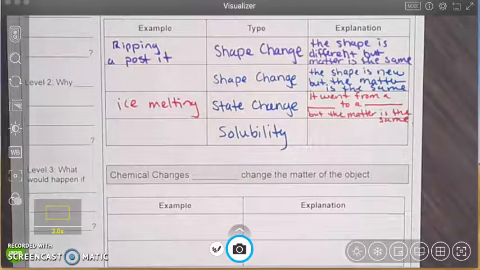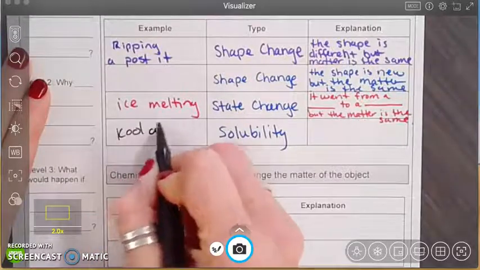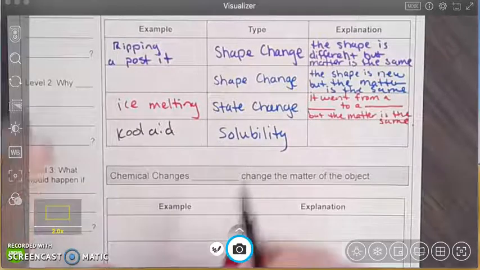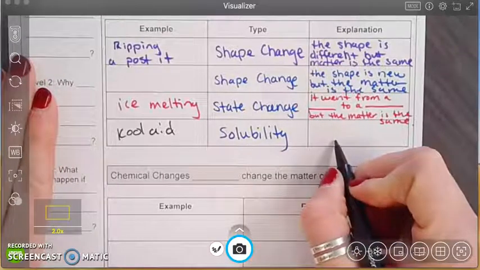All right, for solubility, this is when yesterday I dissolved Kool-Aid. So maybe you have Kool-Aid, maybe you have lemonade, maybe you're making Gatorade out of those packets, maybe you're making sugar water or gross salt water, okay? And over here, I need you to say the word dissolved for sure.